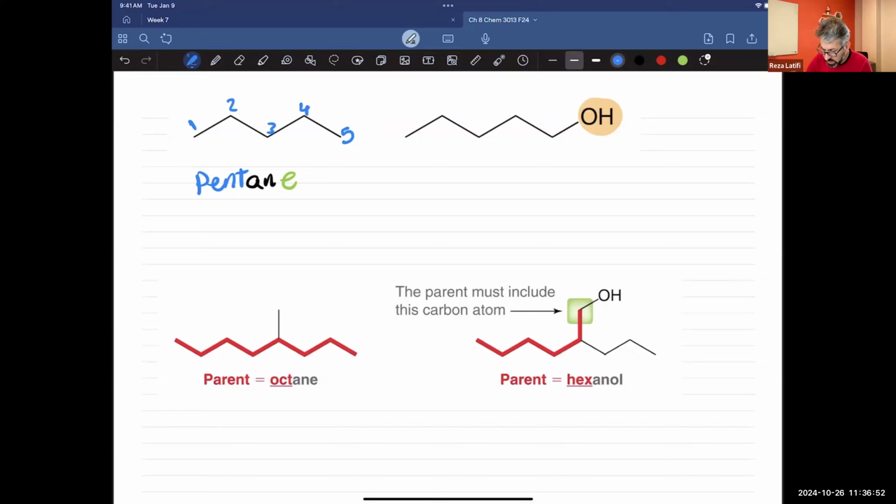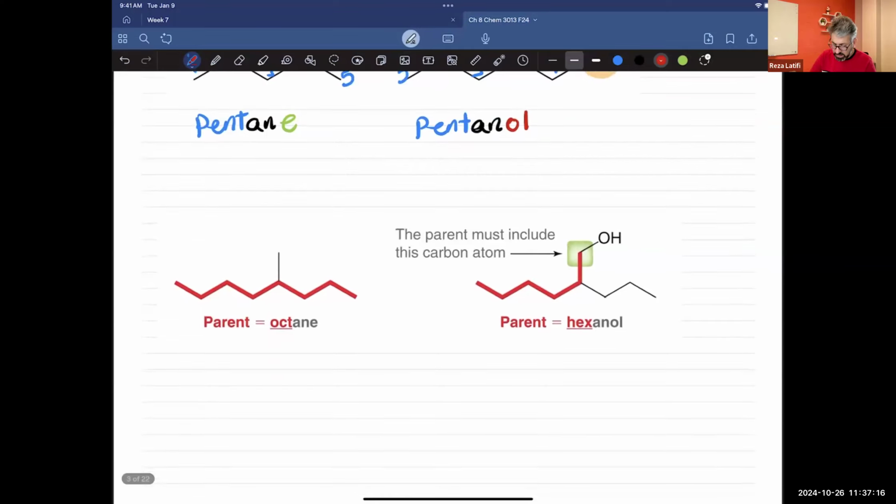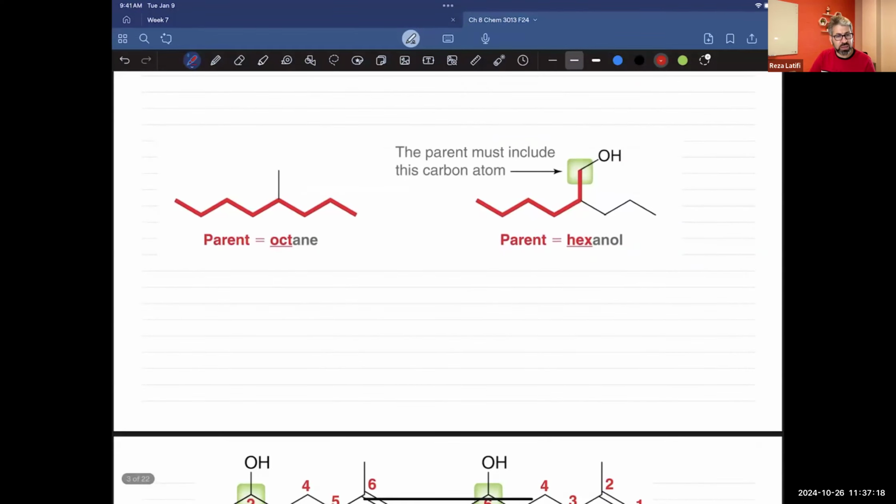You start labeling this time from here, wherever you have the OH. So you say 1, 2, 3, 4, 5, and OH is on the first carbon. So simply you can say pent and then say AN. Wherever you have E, replace it by OL. So this one will be pentanol. Okay.